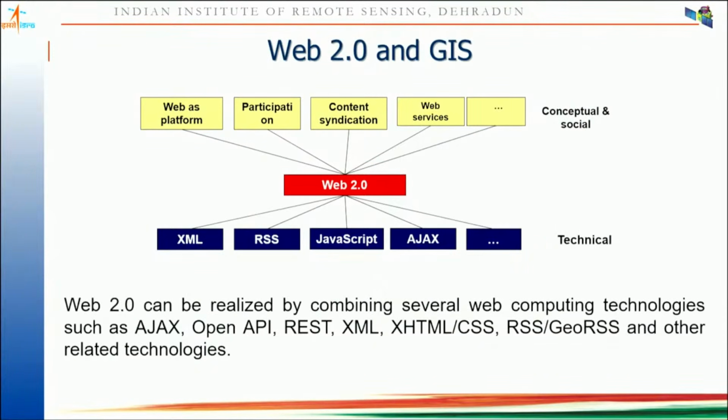Presently we utilize a technique called Web 2.0, which makes it more interactive, where in the background Extensible Markup Language, RSS feed, JavaScript, AJAX, all these techniques are used. In the front end, we use the web as a platform, participatory approach, content syndication, web services, and APIs for the users, so that the data is very easily accessible and can be analyzed on the fly.